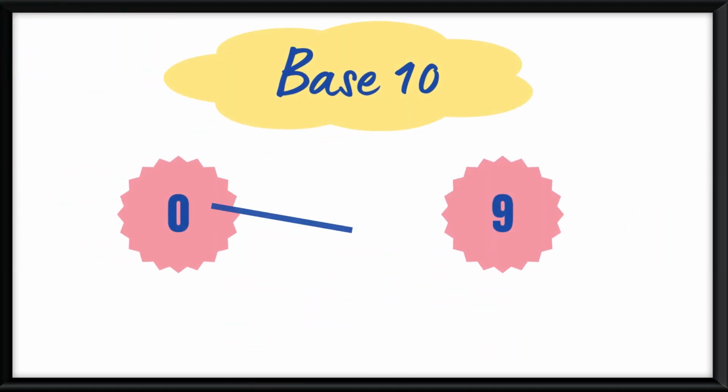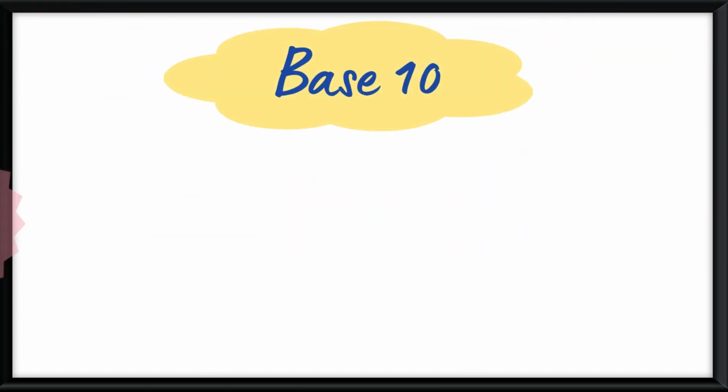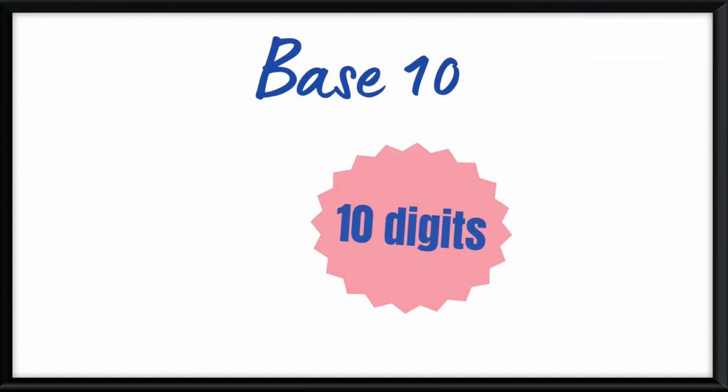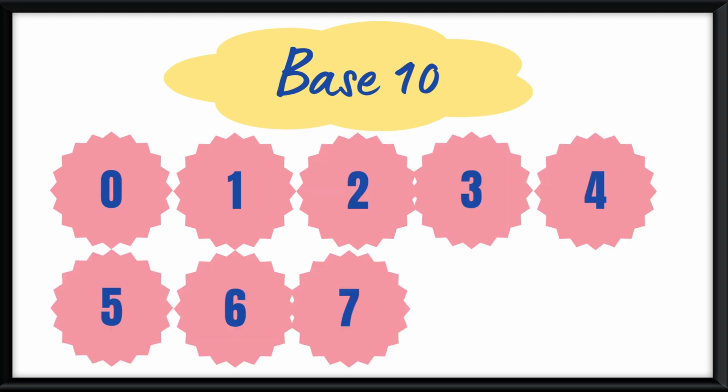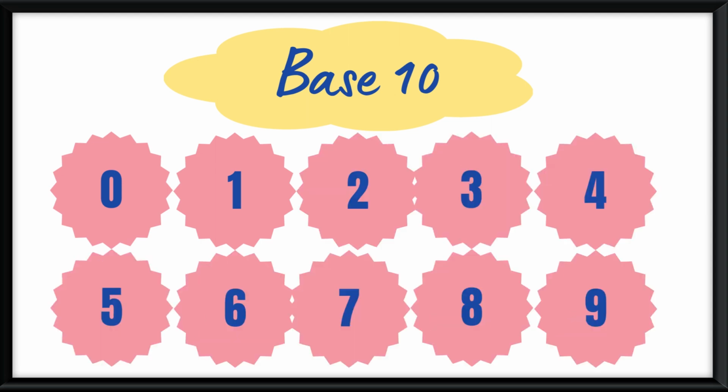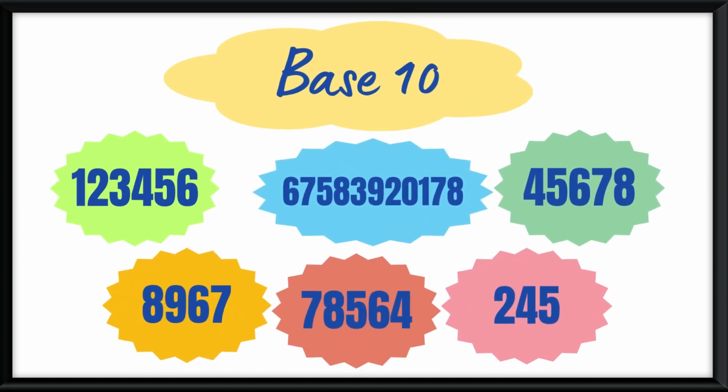In a base 10 system, we have numbers from 0 to 9. In total there are 10 digits: 0, 1, 2, 3, 4, 5, 6, 7, 8 and 9. Even though numbers get bigger and bigger, these digits repeat themselves.